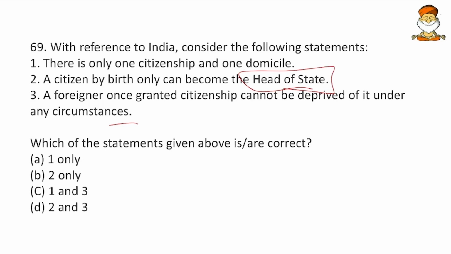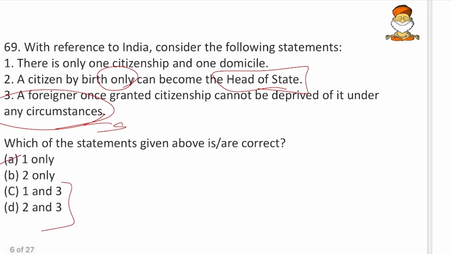So if that is possible, even the constitution will allow it for the president post as well. So a crude guess, and "only" is also extreme. And here it cannot deprive under any circumstances. So this is extreme again. So that means it is not like a foreigner will come here and commit crimes. So 3 is also not possible. So if we exclude 3, then C and D are eliminated and we are left with A and B, and here 2 is eliminated and 1 only is the answer. Not so difficult a question.